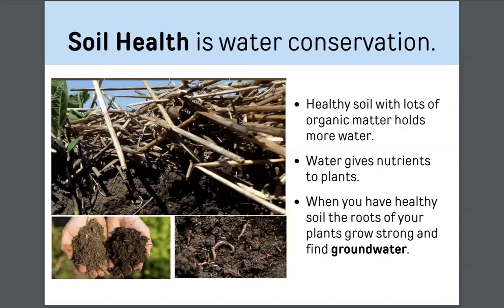Soil health is water conservation. Healthy soil with lots of organic matter holds more water. Water gives nutrients to plants. When you have healthy soil, the roots of your plants grow strong and find groundwater.